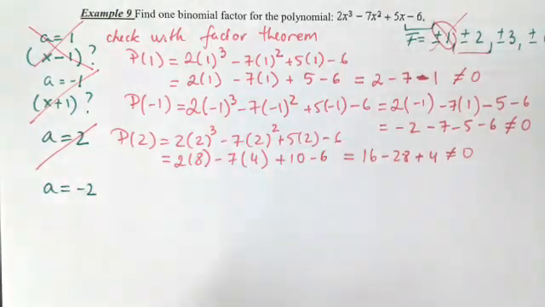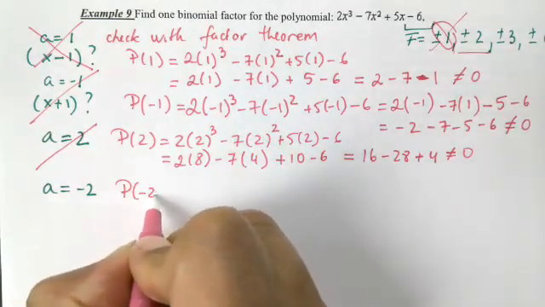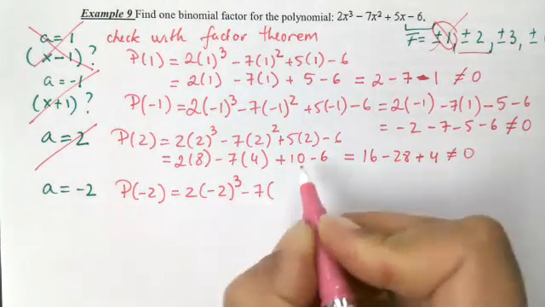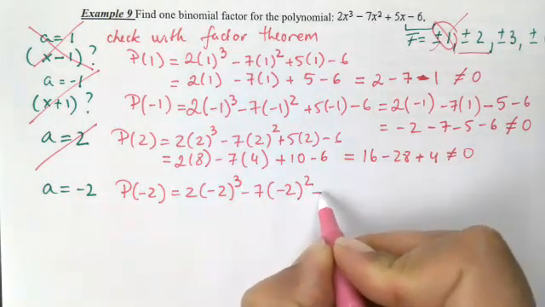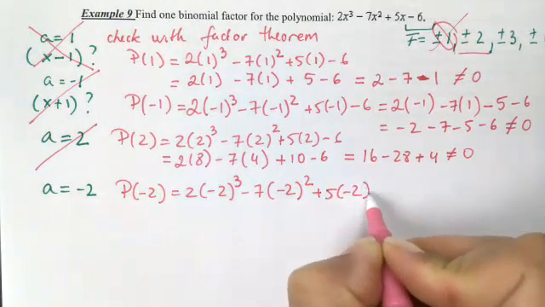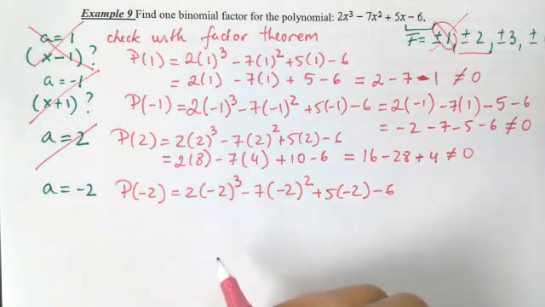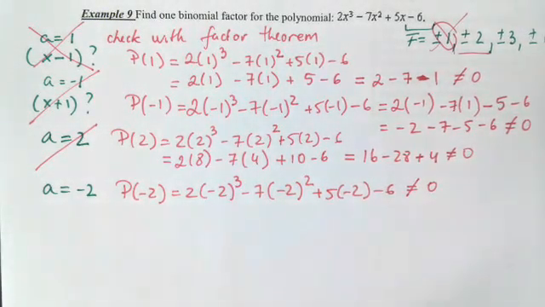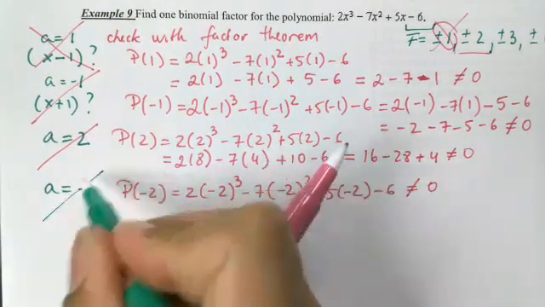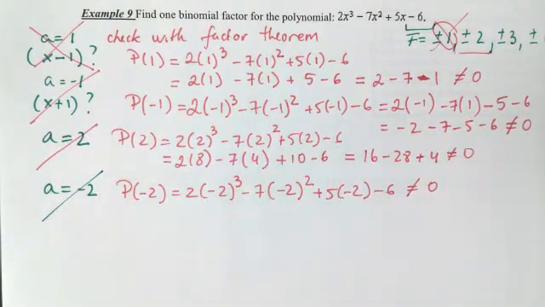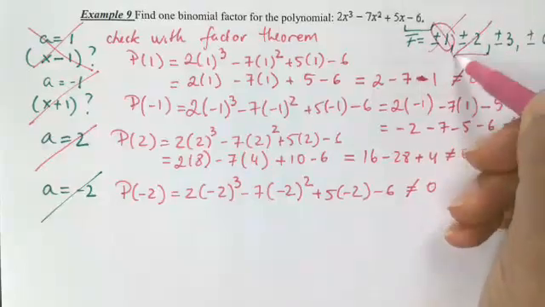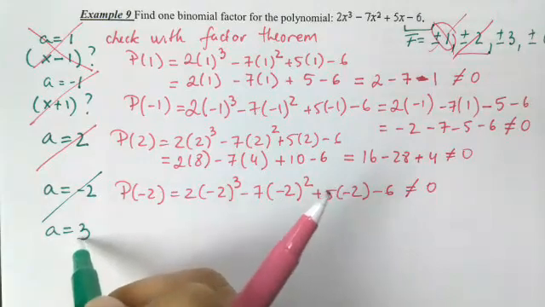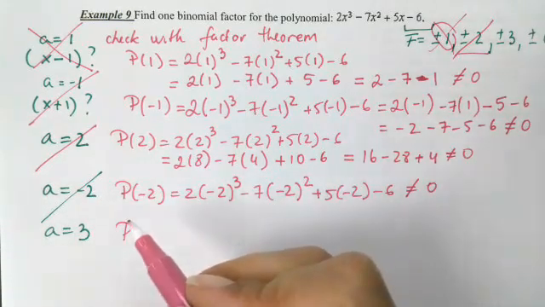a equals -2. P of -2: 2 times -2 cubed minus 7 times -2 squared plus 5 times -2 minus 6. I remember these are all negatives, right? So this one is not 0 for sure. Twos are no good. Moving on to the threes.